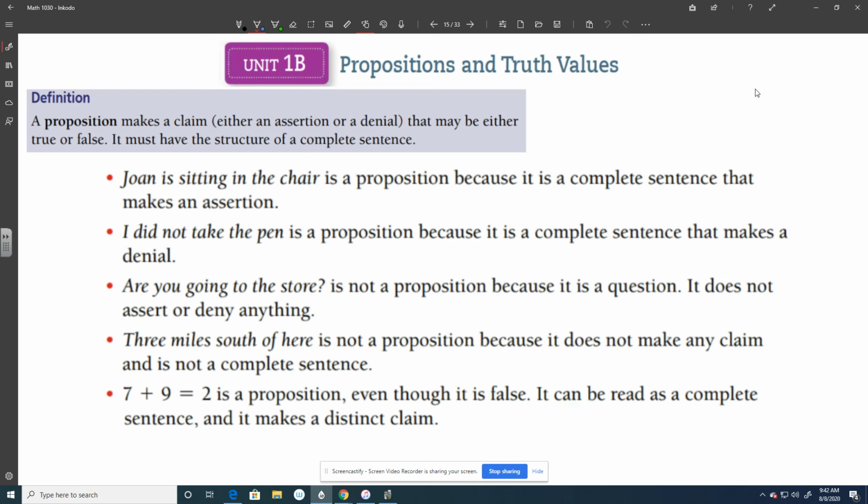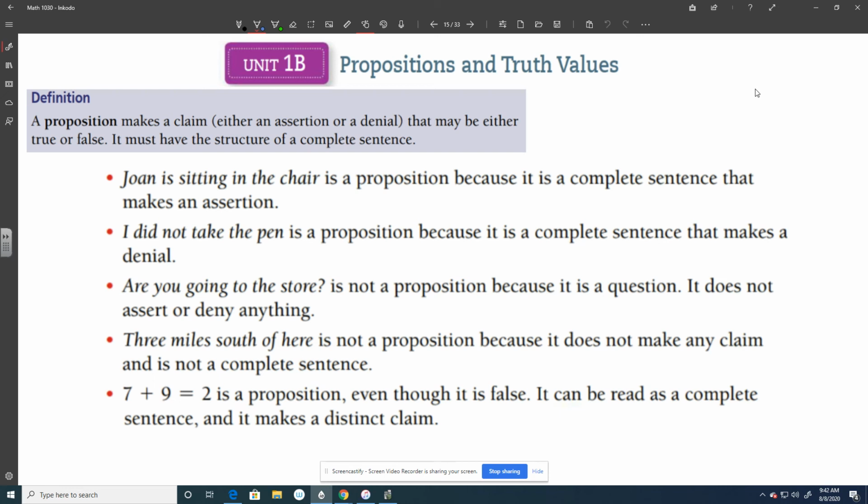Joan is sitting in the chair. That's a proposition because it's a complete sentence and it's claiming something. I did not take the pen. Again, it's a proposition that is denying something. Are you going to the store? It is a complete sentence, but it's not claiming something. It's asking a question.